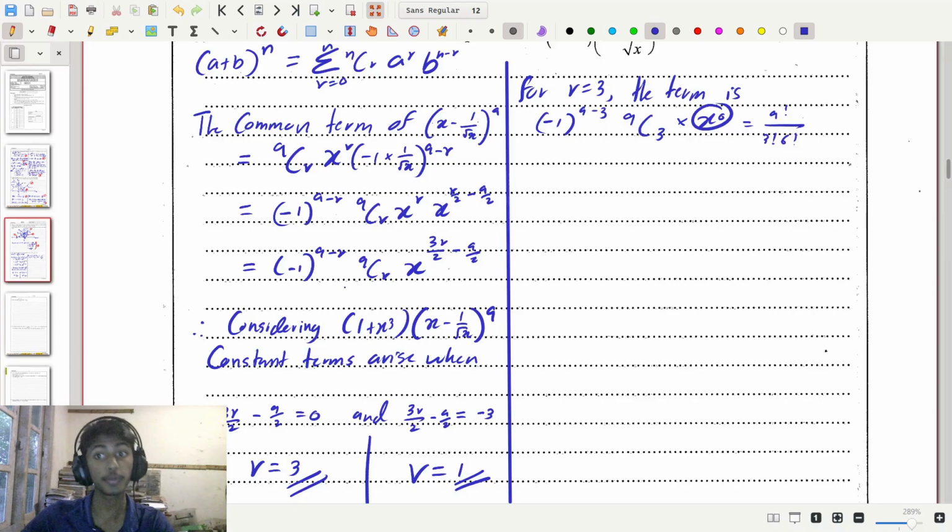84 times x to the power of 0 is going to be 84, since x to the power of 0 is equal to 1, and therefore the term we get here is 84.